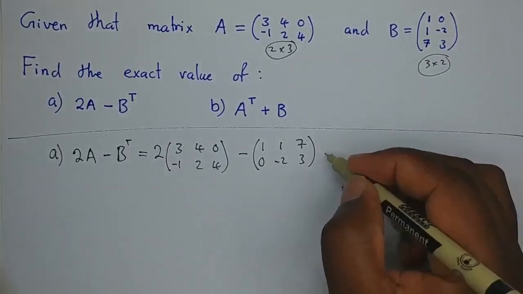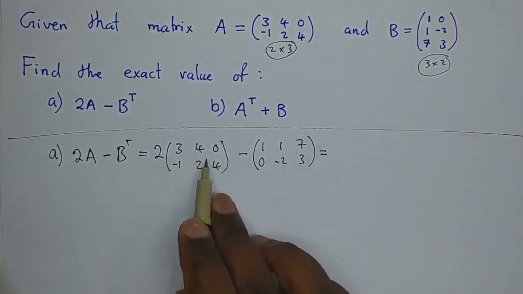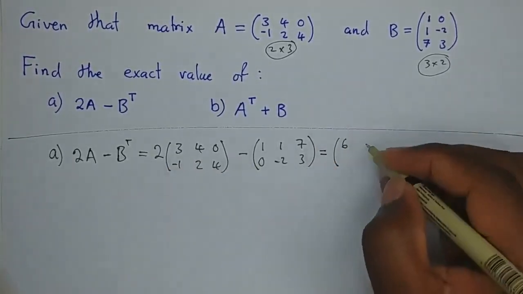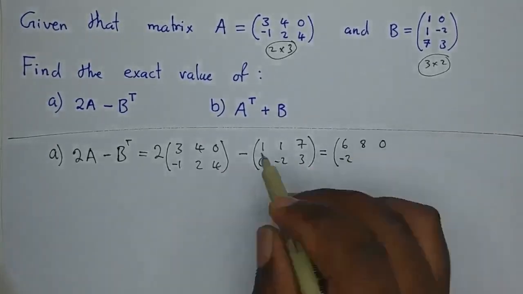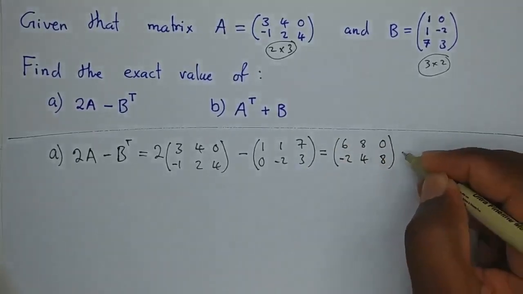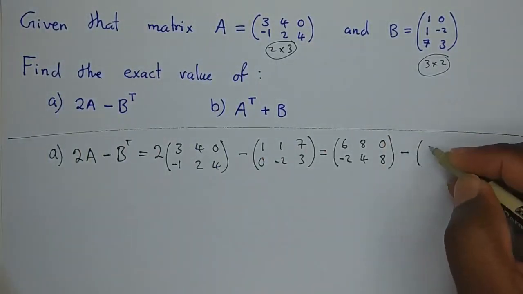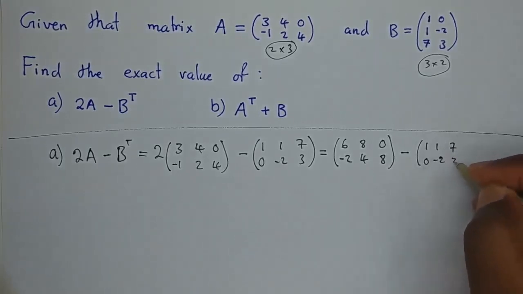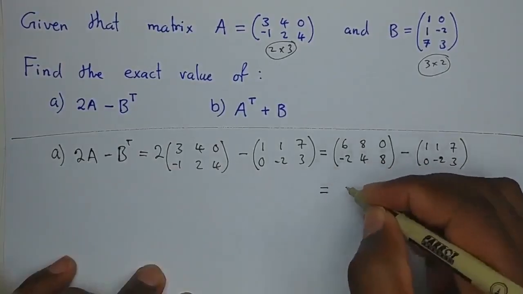Okay, then from there, what we're going to do is this. We have a scalar there, meaning that this scalar must multiply everything inside the matrix, so that we get 2 times 3, we have 6, 2 times 4, we have 8, 2 times 0 is 0, 2 times negative 1 is negative 2, 2 times 2, we have a 4, 2 times 4, we have 8 again. So minus this matrix, which has no scalar, so we'll leave it as it is, which is 1, 1, 7, 0, negative 2, and 3, like that.